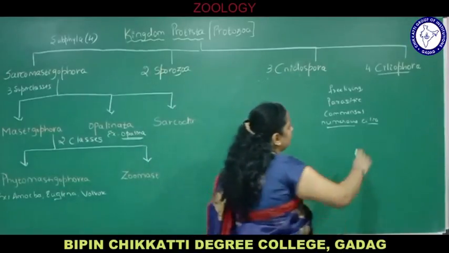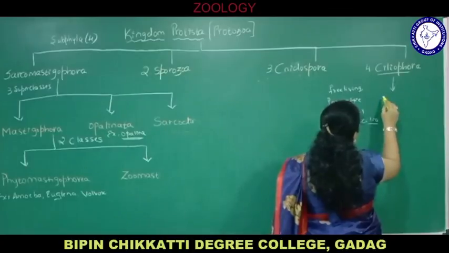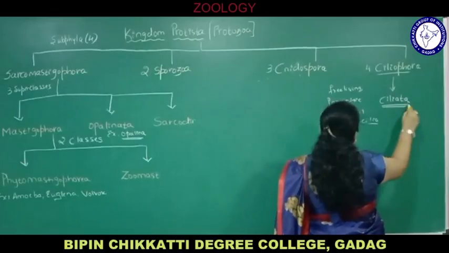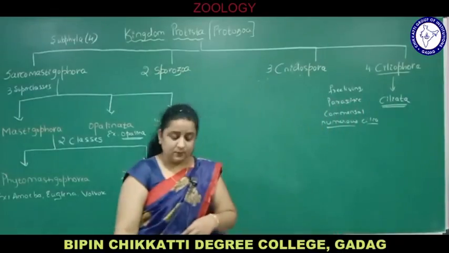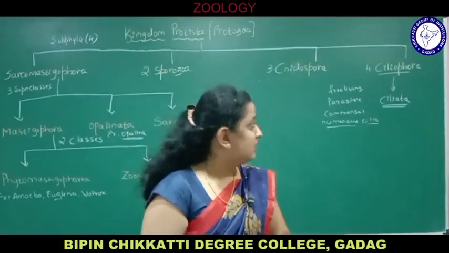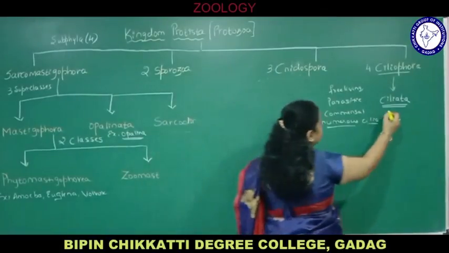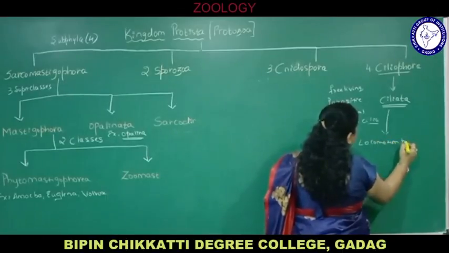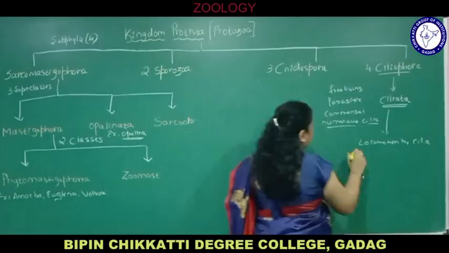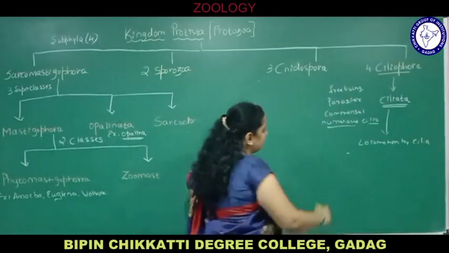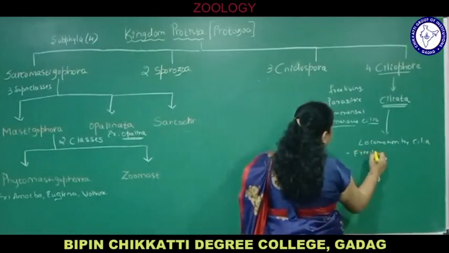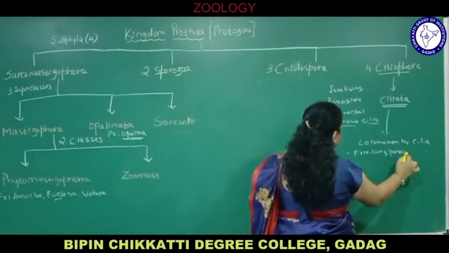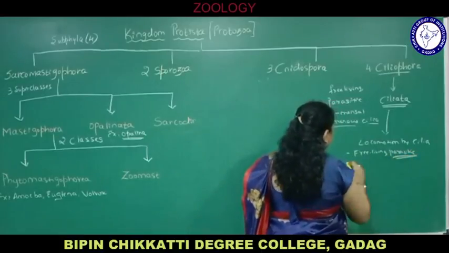Coeliophora is divided into a class called Ciliata. It has only one class, called Ciliata. As the name itself indicates, Ciliata means the locomotory structures are mainly the cilia, or locomotion is by cilia. As you know, they are either free living, parasitic or commensal. They are free living, moving freely with the help of cilia, or parasitic, obtaining nutrition from other organisms.